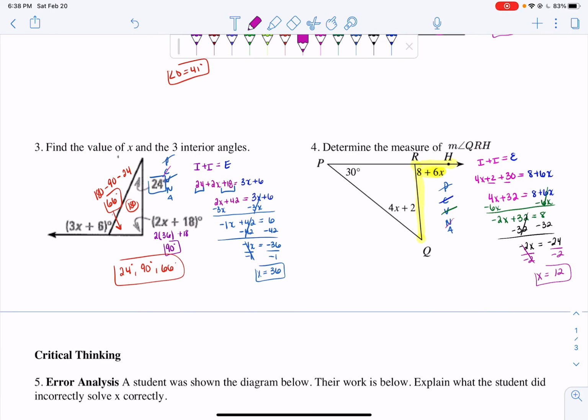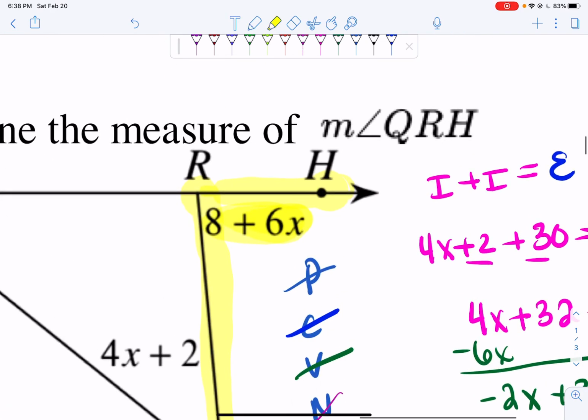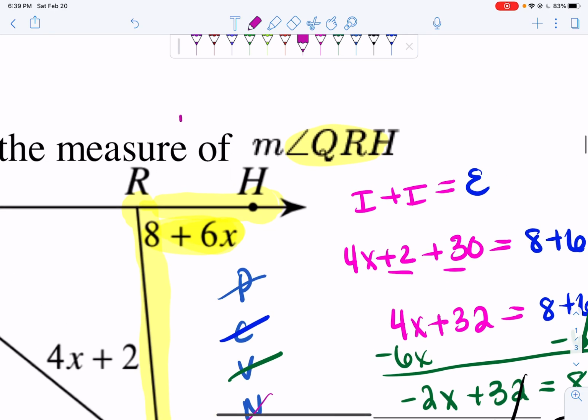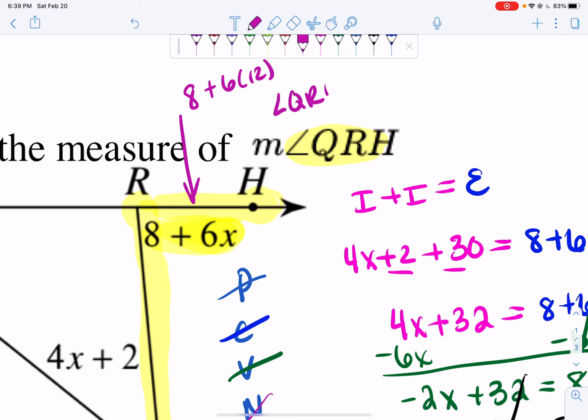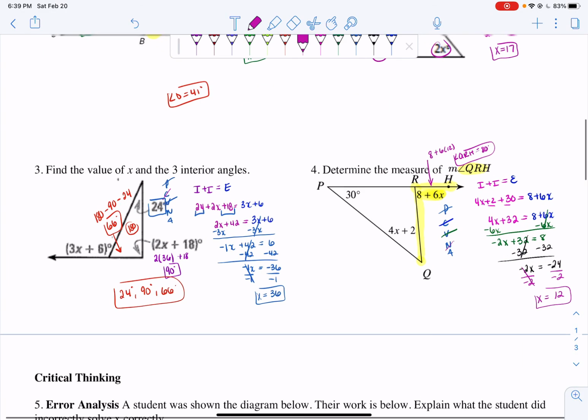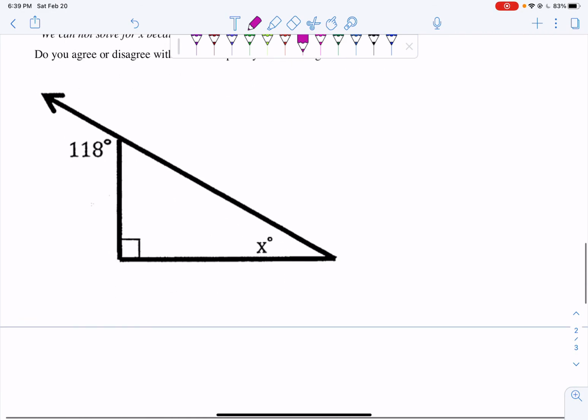If we look at the question, it's asking us to find the value of an angle. So I go to my image, my 8 plus 6x, and I just plug it in. 8 plus 6 times 12. Well, 6 times 12 is 72, right? 6 times 12, 72. Yep, and then 72 plus 8 is 80. So I get angle QRH is 80 degrees.